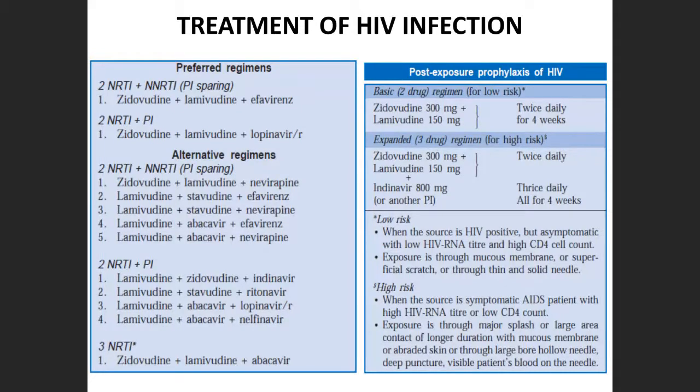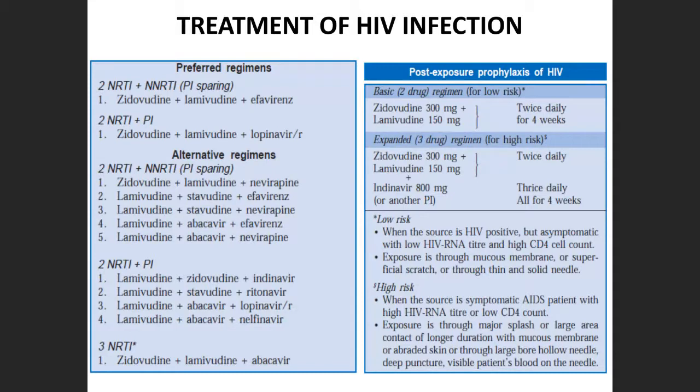Next, coming to the treatment regimens of HIV infection. Now, these are the different treatment regimens of HIV infection, the preferred regimen to combine these drugs and the alternative regimen to combine these drugs. So what we have to focus on is the low risk and the high risk infection. In both of them the patient is HIV positive, but in low risk the patient is asymptomatic. Why? Because the HIV RNA titer is low.